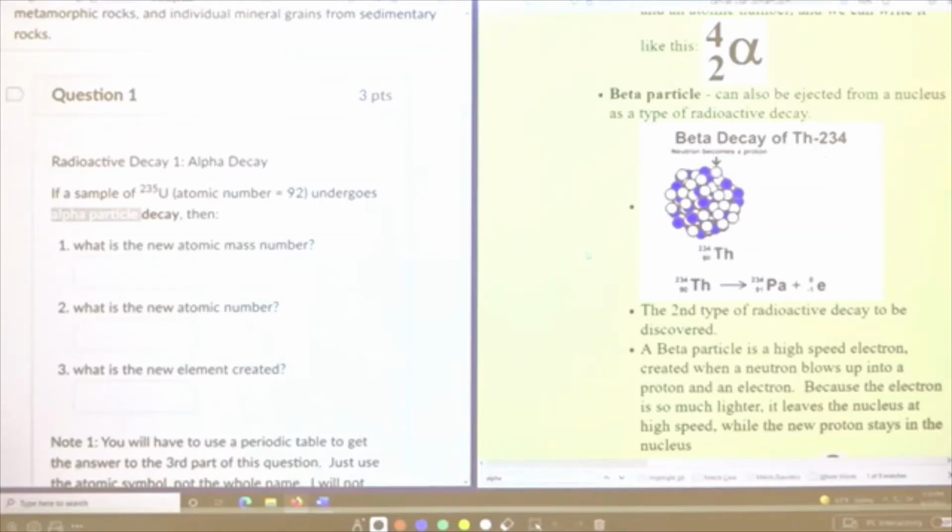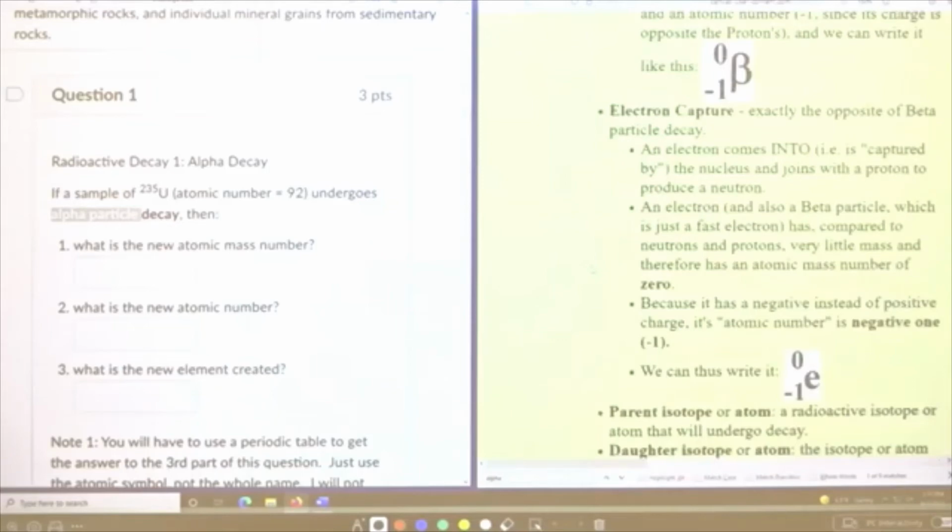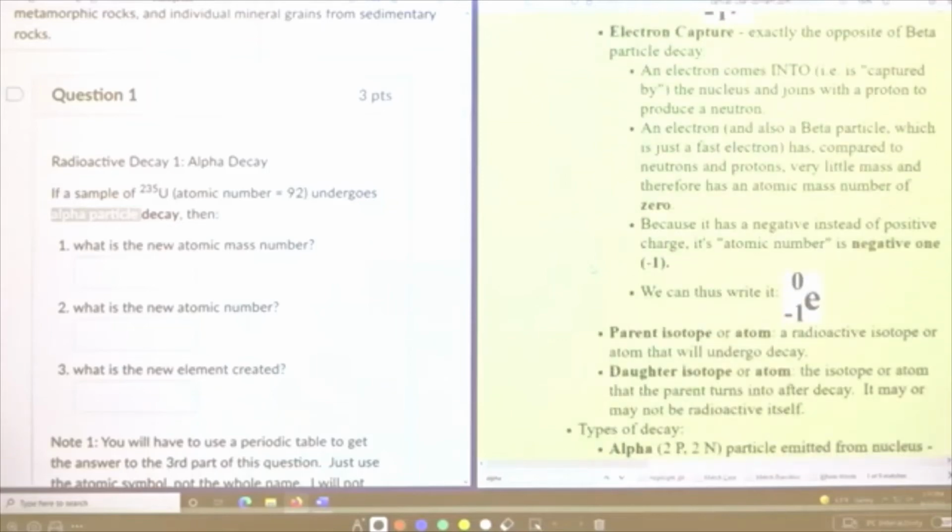The third type of radioactive decay that we're going to talk about is essentially exactly opposite from beta decay. Instead of a neutron blowing up into a proton with the electron leaving, in electron capture, by the term capture, you can guess that an electron is brought into the nucleus, and that electron joins with a proton to become a neutron.